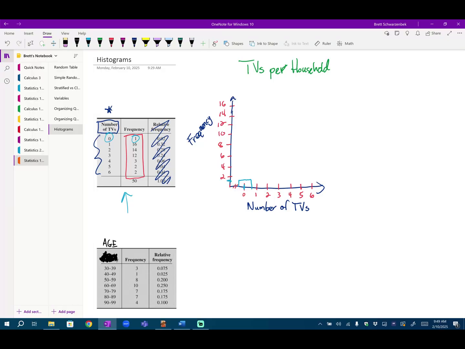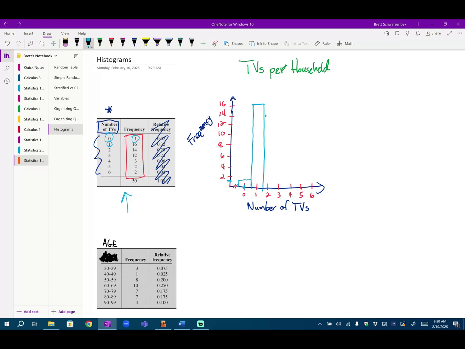Then we go over to people who owned 1 TV. There were 16. So this is going to shoot up all the way to the top. So usually I just take the line from the previous one. We go up to the top, and then we come down in the middle between 1 and 2 exactly. We do the same thing for all the rest of the numbers.